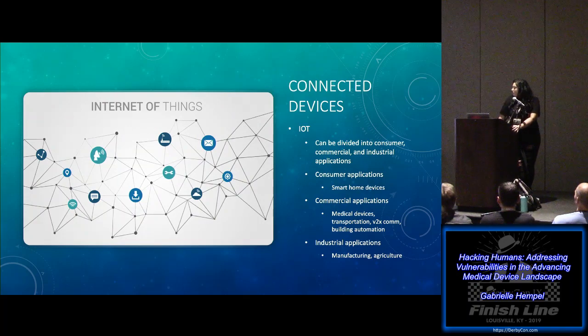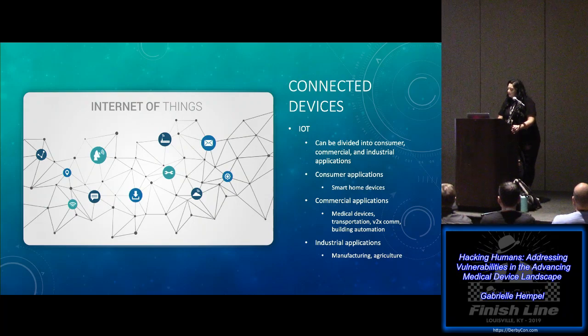So first, let's talk about connected devices. The Internet of Things is comprised of devices that possess internet connectivity, sensors, electronics, etc., and that use the internet to communicate and interact with other devices. Most of the times, these devices can be remotely monitored and controlled. They can be segmented with a variety of categories, including consumer, commercial, and industrial applications.